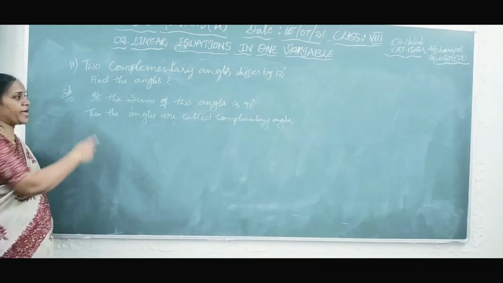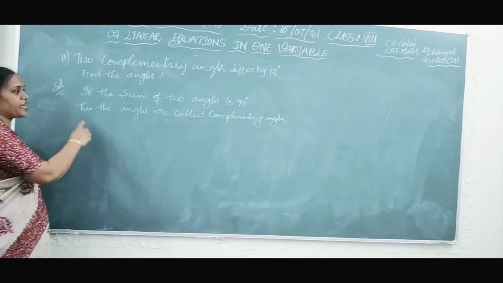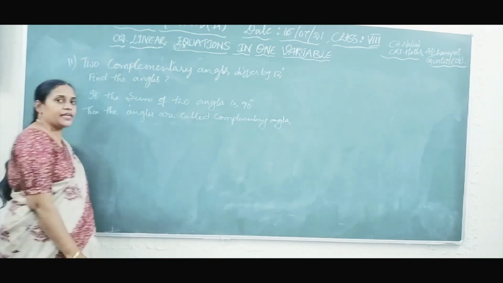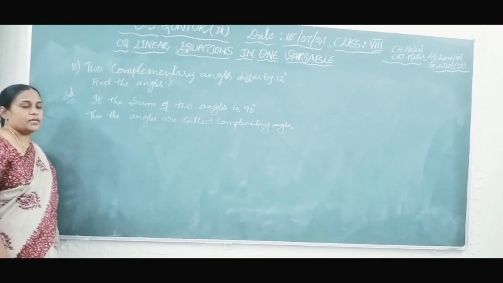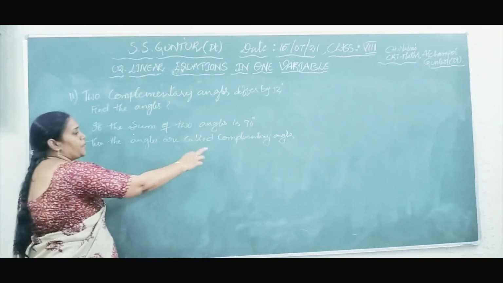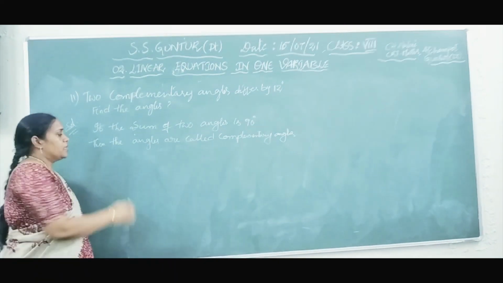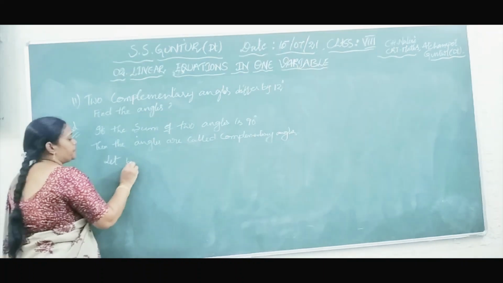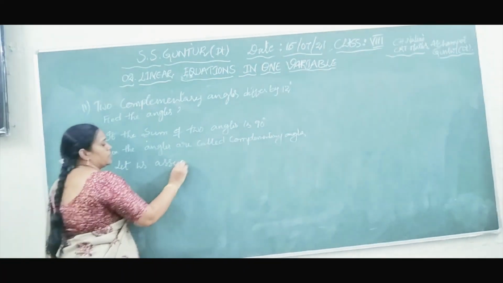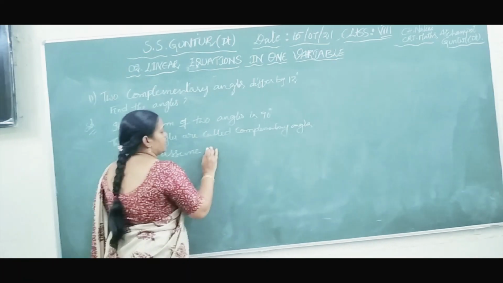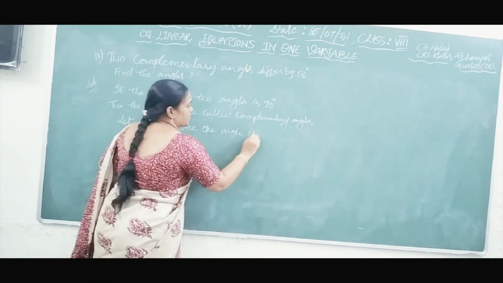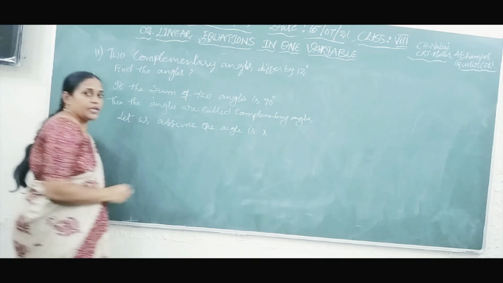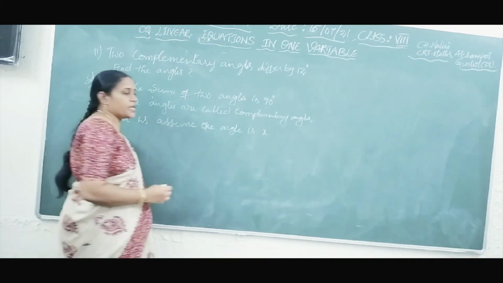If the sum of two angles is 90 degrees, then the angles are called complementary angles. The sum of two angles is 90 degrees. Then the angles are called complementary angles. So let us assume one angle is x degrees.